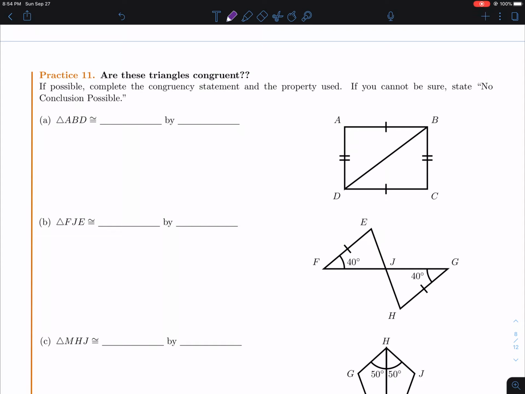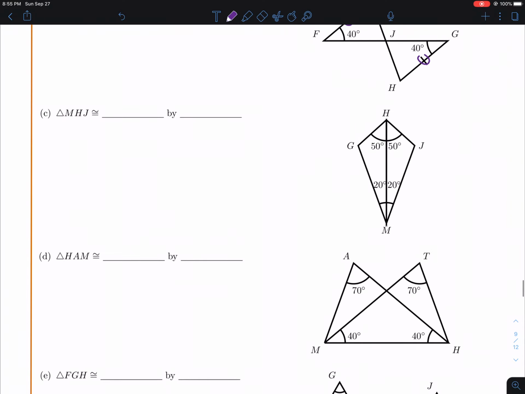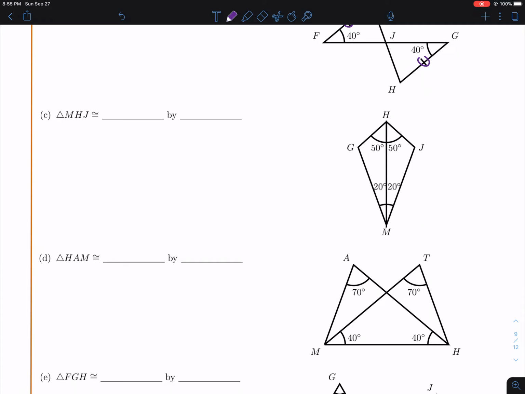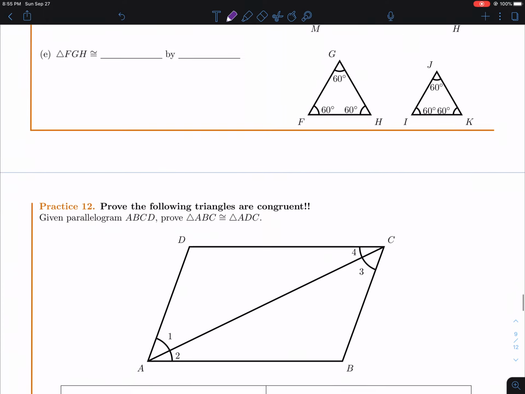So don't go by just the looks of it. Go by what's actually given. So remember these little slash marks: this means that side and that side are congruent. This side and this side are congruent. Same thing here. We've got a tick mark here and a tick mark there. That means those sides are congruent. I've got measurements of angles and stuff like that. So don't just look at them and assume, oh, well, they look the same, they must be congruent. You have to use the angles, the sides, and things like that to actually figure this out. So, all right.